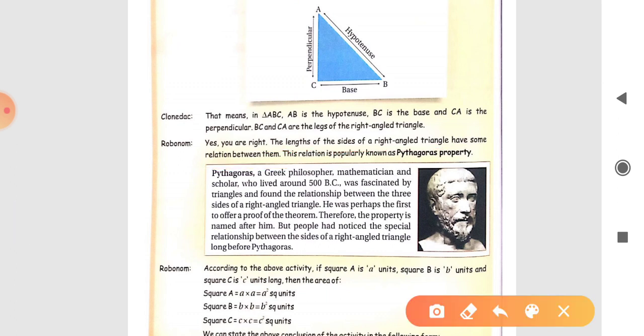And this Pythagoras property is named after a Greek philosopher, mathematician and scholar whose name is Pythagoras, because he gave the proof of this theorem. He was the first to give the proof of this theorem, so this property or theorem is named after his name.